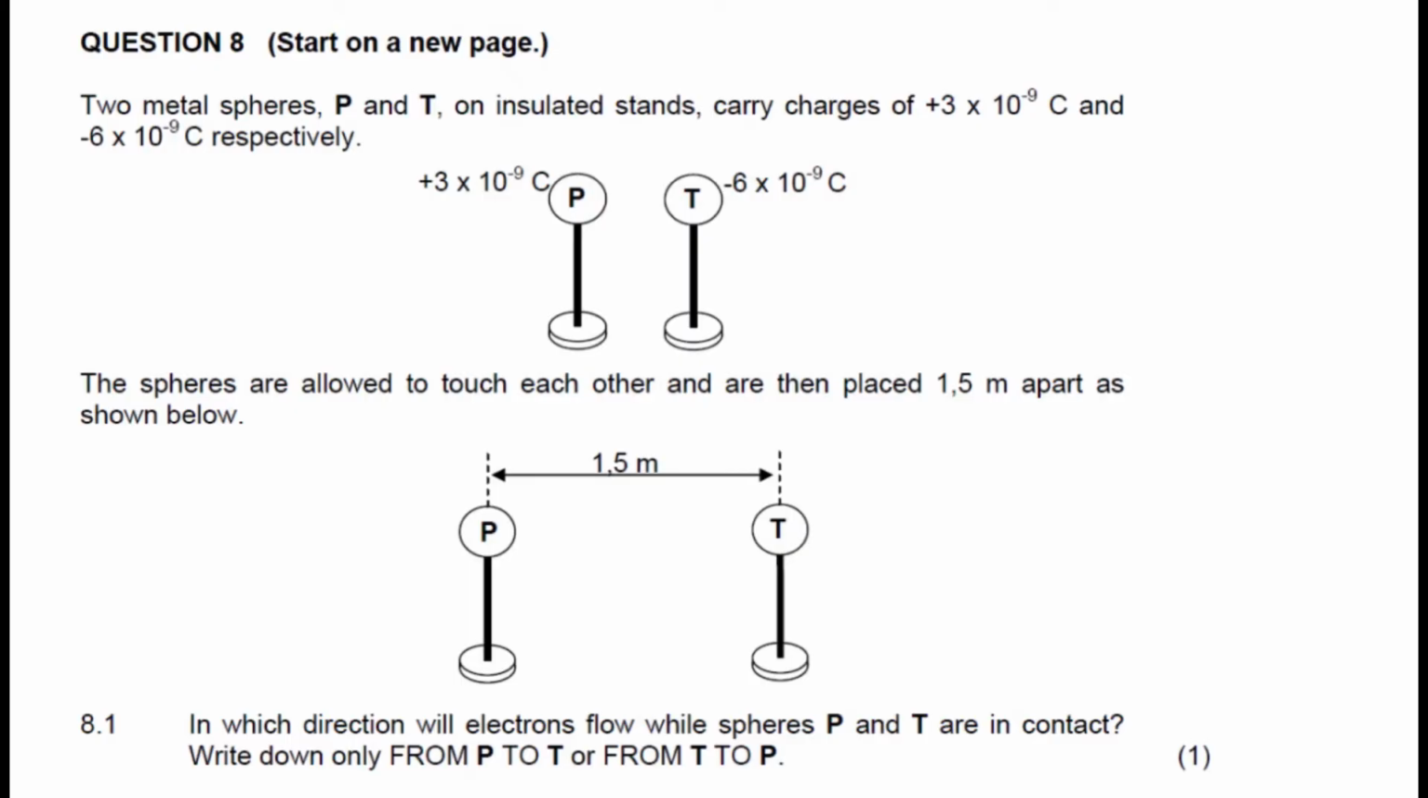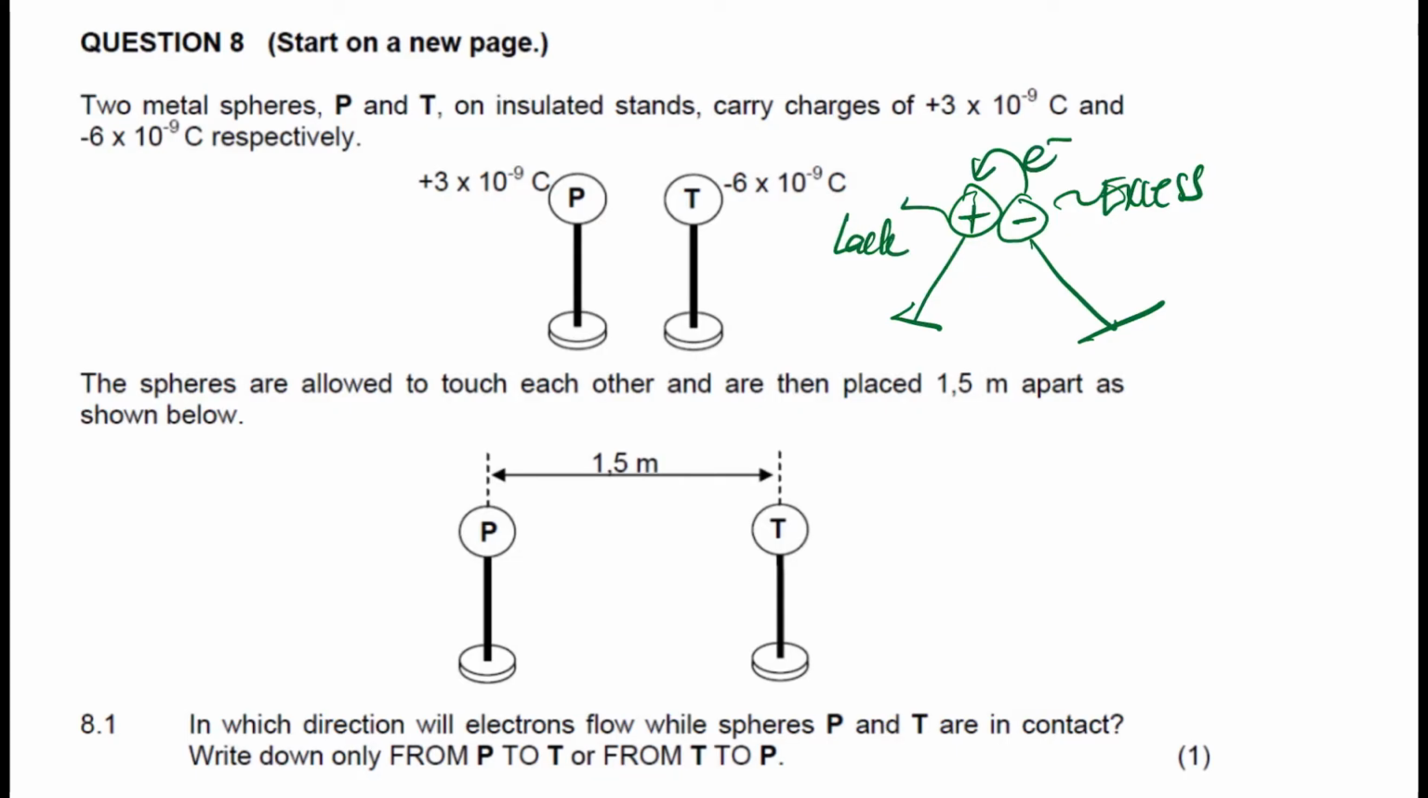So we know, guys, when the spheres touch one another, there will be a transfer of electrons. This one is negative, this one is positive. The electrons will be transferred from the excess to the lack. This one has an excess, it has more electrons, and this one has a lack of electrons. So always the electrons will be transferred from excess to lack, until they become new charges.